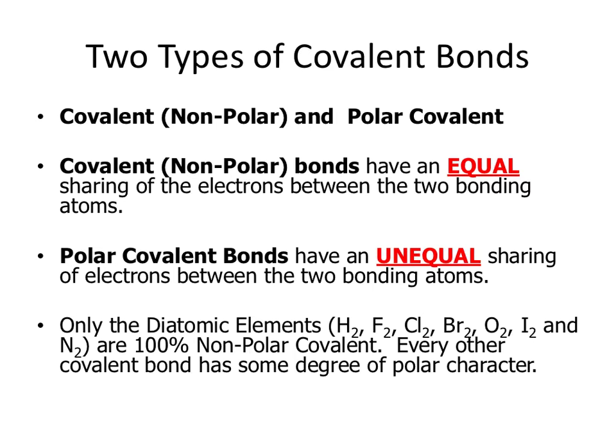Only a few molecules are 100% nonpolar, and those are all the diatomic elements. All the diatomic elements have a 100% equal sharing of the electron density between two bonding atoms. Every other molecule has some degree of polar character. It may be very, very small, but there is some degree of polar character. Only when an element is bonded to itself is it truly a 100% nonpolar bond.